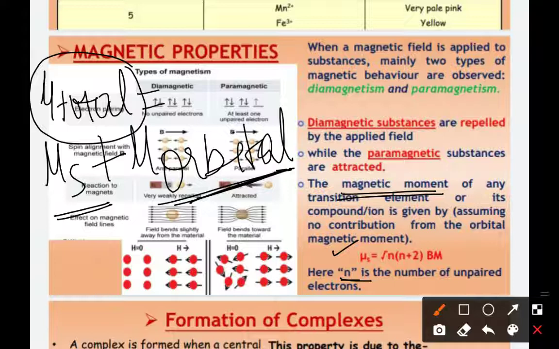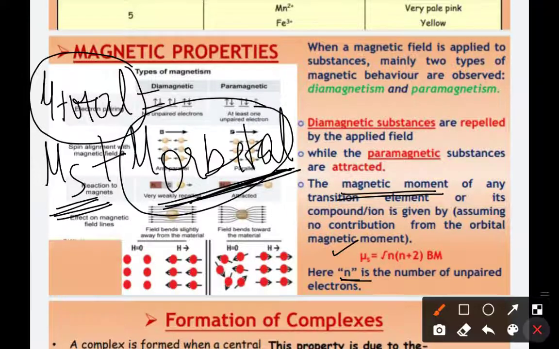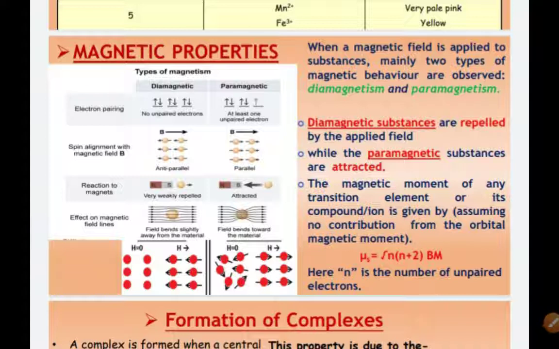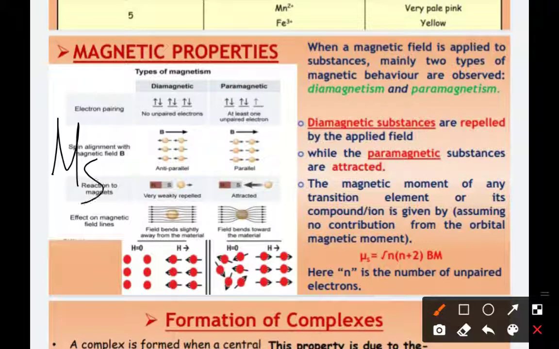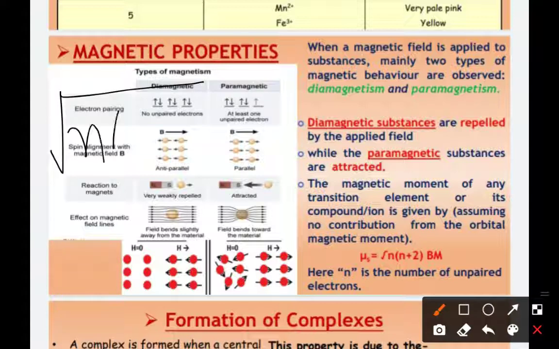Now, if we see only the first series of transition elements, the contribution of orbital angular momentum is suppressed. So what is left? Only mu s. So we can ignore the orbital momentum since it is of no significance. So we can say that the magnetic moment is determined by the spin only formula. Now we can write that this magnetic moment is calculated by mu s, and the formula is mu s is equal to under root n plus 2.